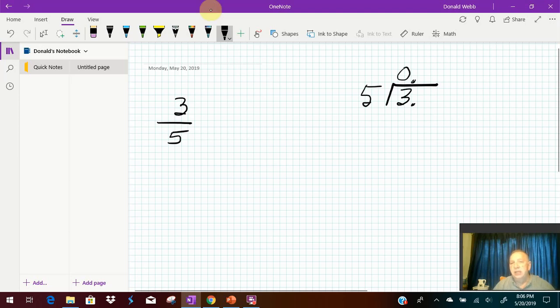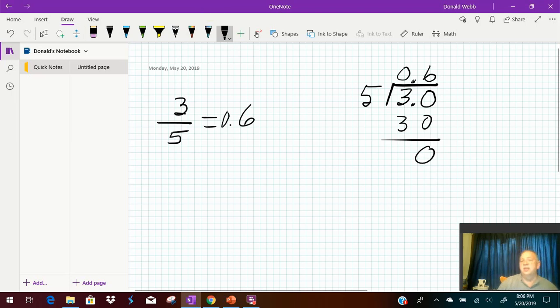There's my 0. So I can always add zeros to the right. They're understood there. We just don't write them all the time. So I write a 3. And then I say, can 5 go into 30? Sure, 5 will go into 30 1 time, 2 times, 3 times, 4 times, 5 would be 25, 6 would be 30, 7 is too big. So I want to put the biggest one there. Multiply them out, 6 times 5, there's my 30. And I subtract with a 0. That's a remainder of 0. So this is 0.6.